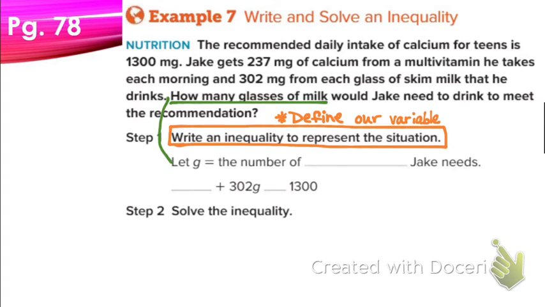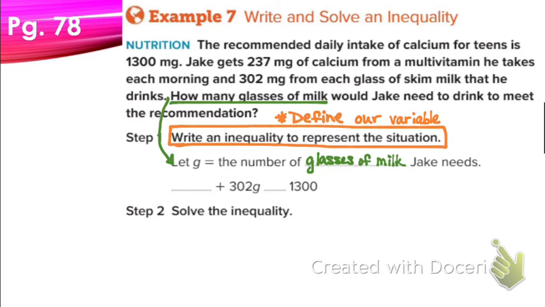That is what I'm going to use right here. We're going to use the letter G, and it equals the number of glasses of milk that Jake needs. I go look at my question. That's what my variable is going to mean. How many glasses of milk? My variable is how many glasses of milk.